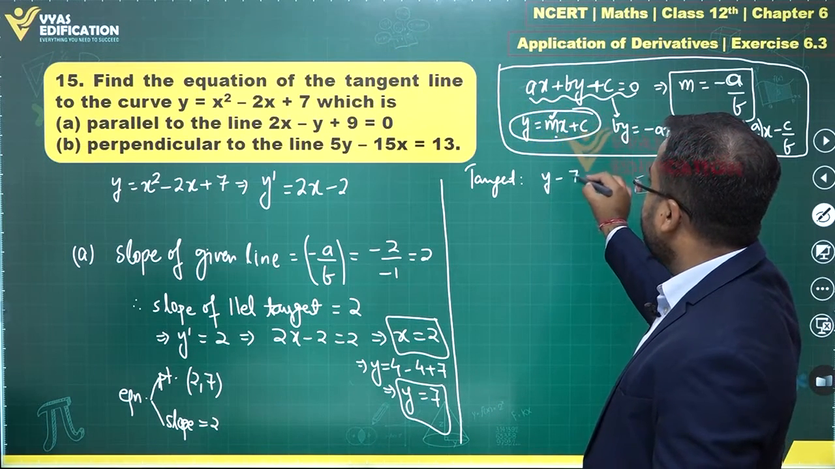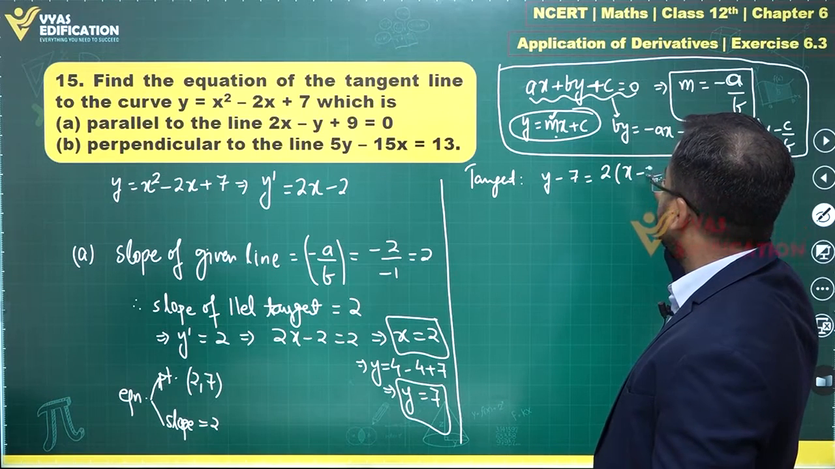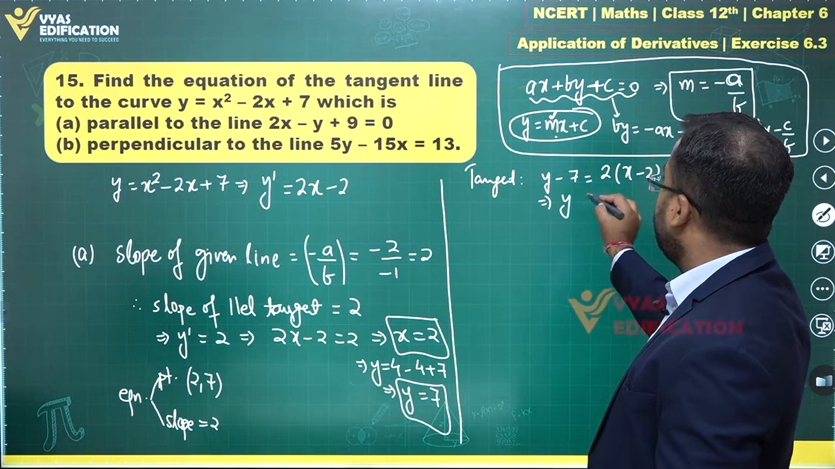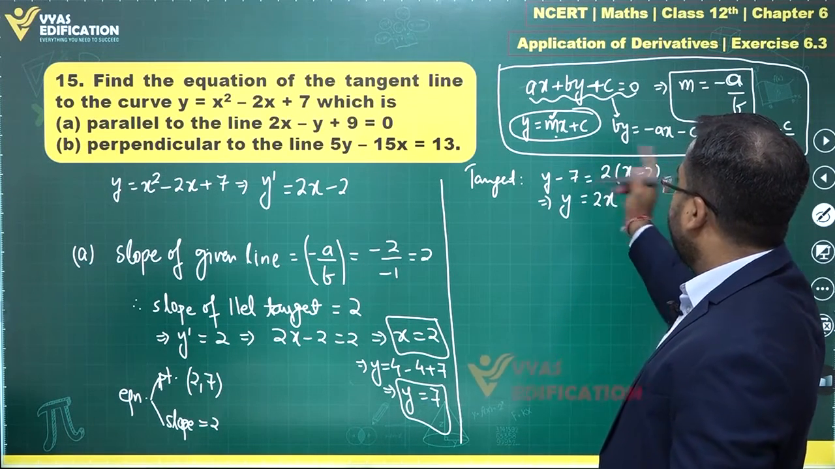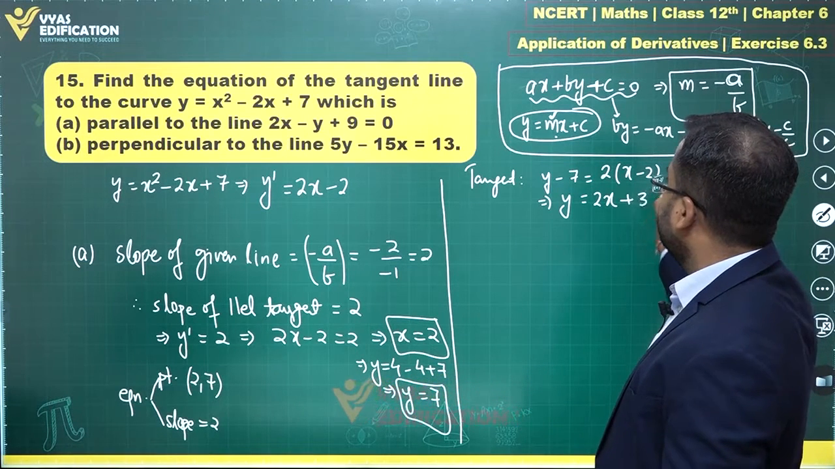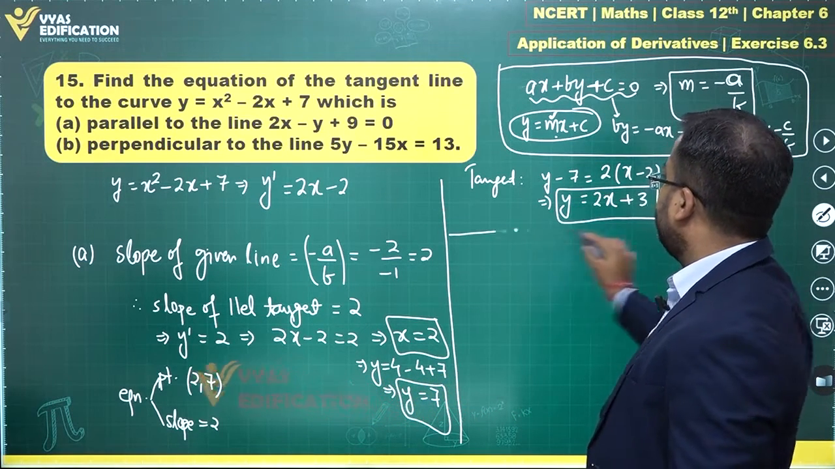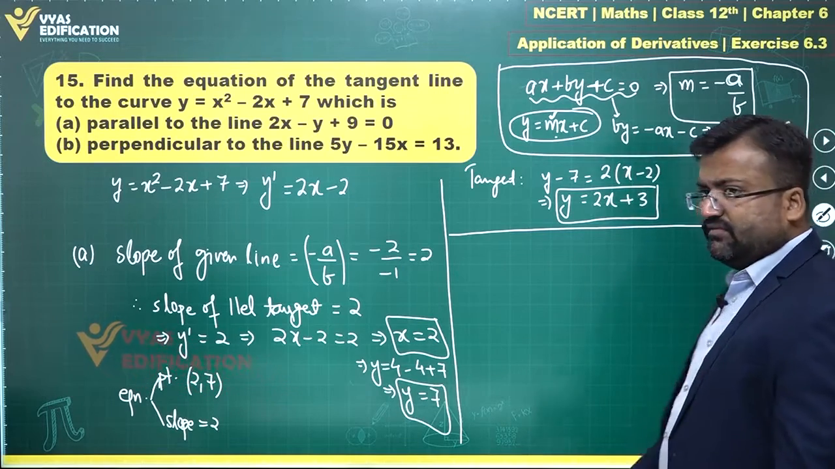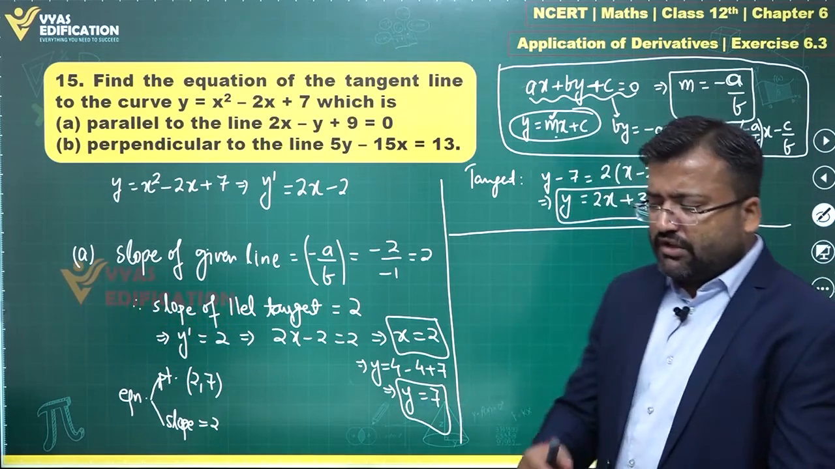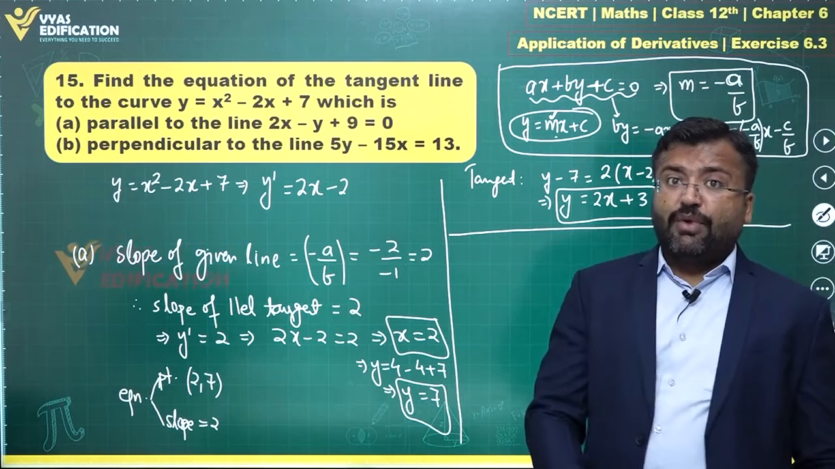y minus 7 is equal to 2 times x minus 2, which tells me y equals 2x, 7 minus 4 is 3. This is what you get. This is the equation of the tangent line. Once you're through with the tangent line, can we solve part 2 as well?